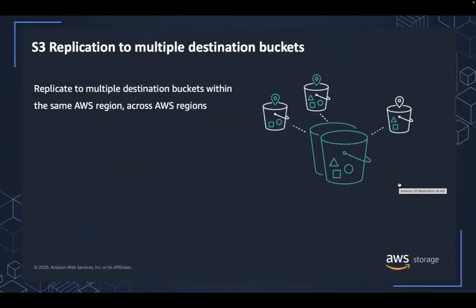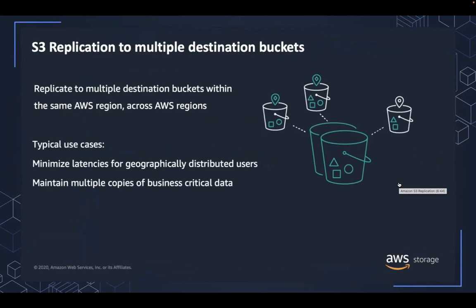S3 replication now provides you the ability to replicate to multiple destination buckets, and these could be in the same AWS region or different AWS regions. You can monitor replication progress for each of these destinations and choose to enable S3 RTC for one or more region pairs.